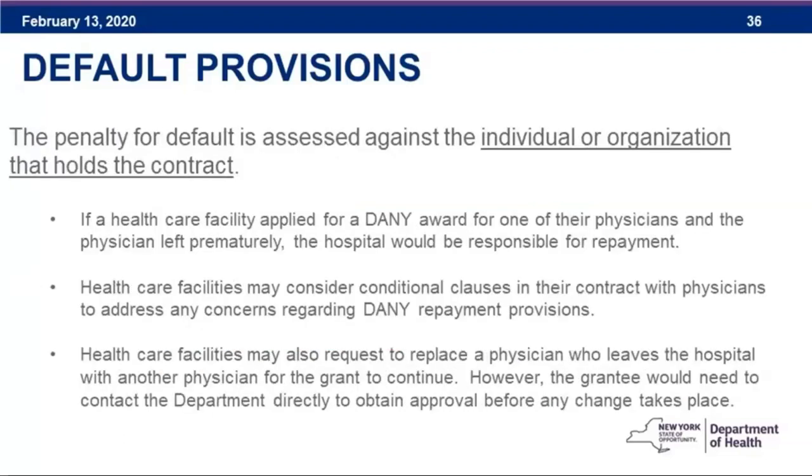On the next page, the penalty for default is assessed against the person who holds the contract. This is very important as well. So if you are an institution and you are applying for a grant for a particular position, and that position leaves your employment, the penalty is levied against the institution. So it's always the individual who holds the Grants Gateway account and who holds the contract. So if you're an individual physician applying on your own and you find that you're in default, we would contact you directly about your default. If it's a healthcare institution, we do not contact the physician, we contact the institution regarding the default.